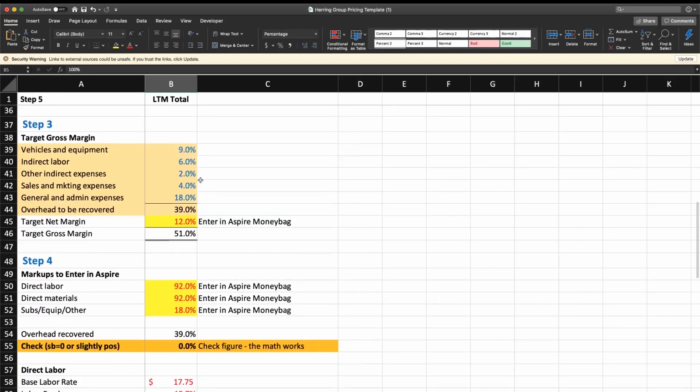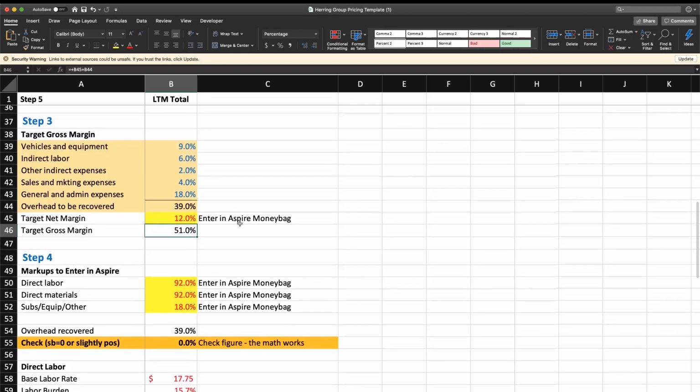Target gross margin, right? So we want to recover overhead. So our overhead for vehicles and equipment was running at 9%. Indirect labor was running 6%, other direct expenses 2%, 4%. So we've got 39 points of overhead that we need to recover. That's on line 44. The target net margin that we want is 12%. So that tells us that our gross margin, right, overhead to be recovered plus target net margin, the total of those two is our target gross margin, 51 points.